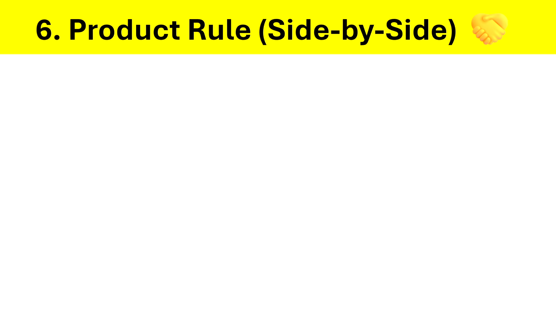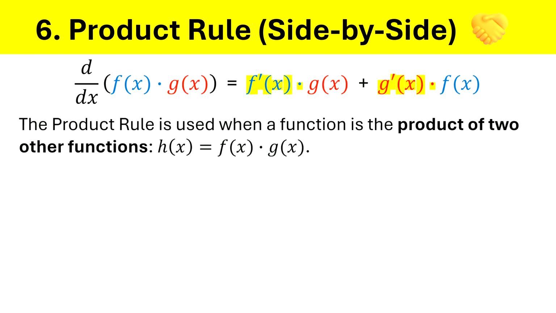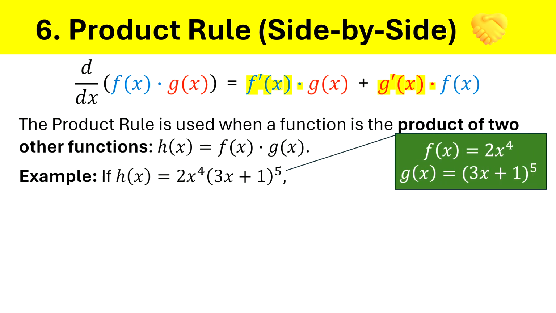Next, the product rule. The product rule is used when a function is the product of two other functions. h of x equals f of x times g of x. For example, if h of x equals this expression, this means that f of x equals 2 times x to the power of 4, and g of x equals (3x plus 1) all to the power of 5.